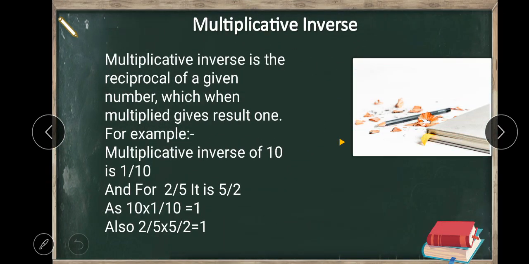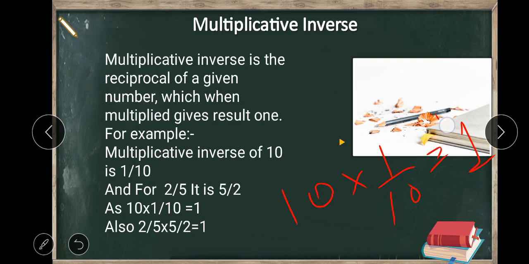Now, multiplicative inverse. The multiplicative inverse is the reciprocal of a given number, which when multiplied gives the result 1. Or in the same manner, you can say that the multiplicative inverse is the number which gives us the multiplicative identity, which is 1. As for 10, when we multiply it by 1 by 10, we get 1.